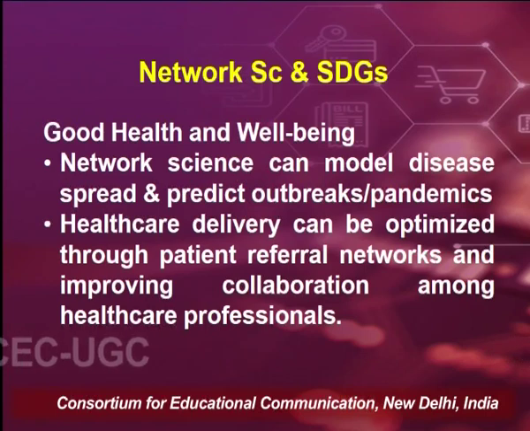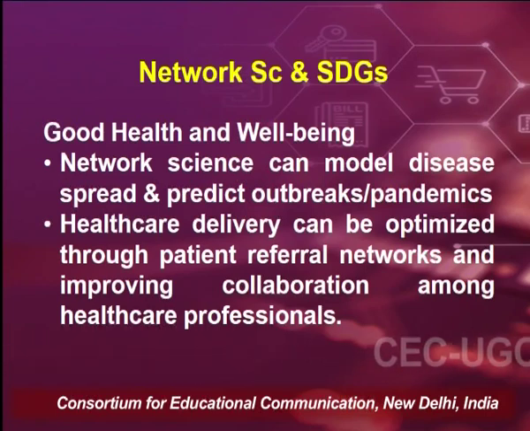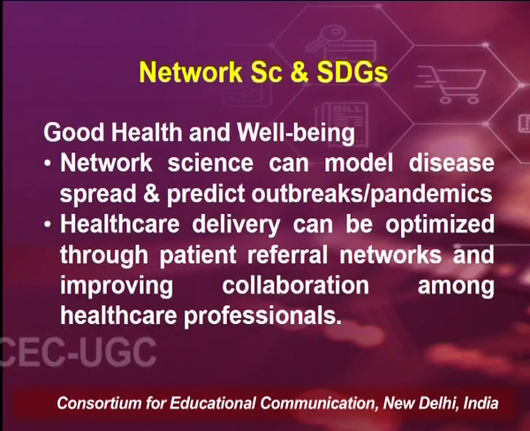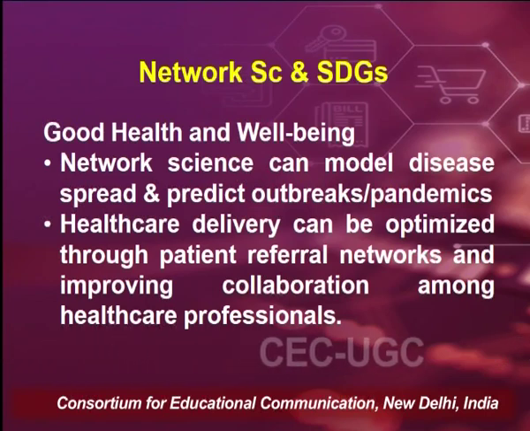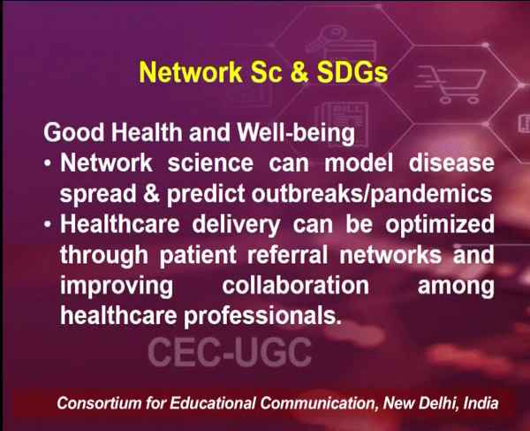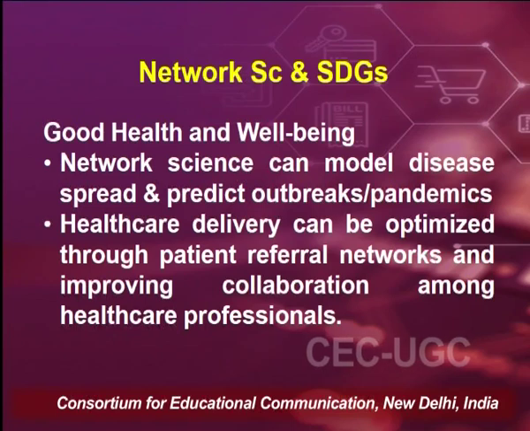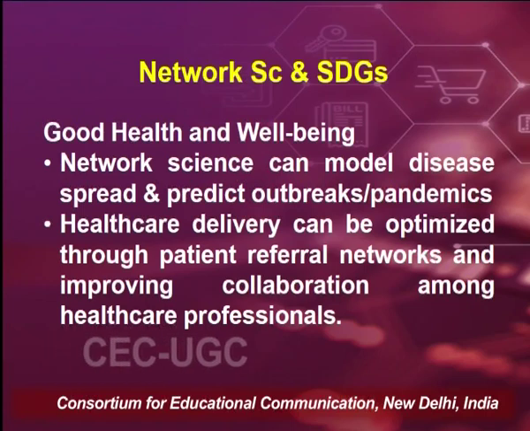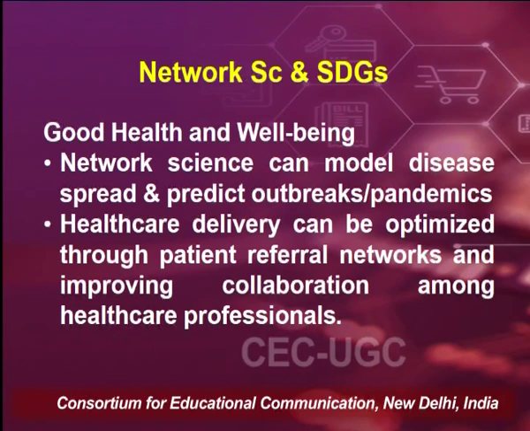Third one is good health and well-being. So here we can model the disease spread network and try to understand how disease outbreaks or pandemics, like the coronavirus that we have seen, spread. Can we analyze the network of a particular person and find out how many people associated with that person can get this particular infectious disease?